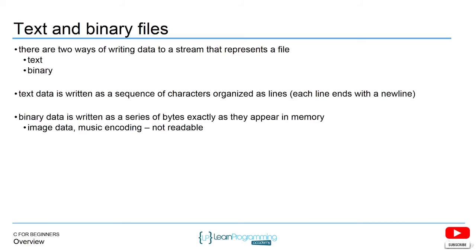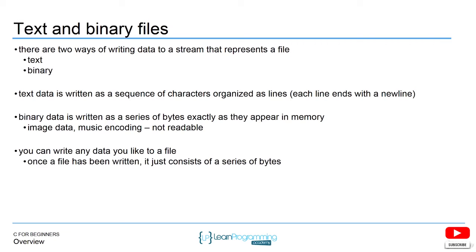Binary data is written as a series of bytes exactly as they appear in memory. So examples of files that have binary data are files like image data or music encoding. Binary files are not readable if you were to try to bring them up in a text editor because they are just bytes. We're going to concentrate on text files in this section, but you can write any data you like to a file. You can write it as a series of bytes and how they appear in memory, or you can write it as text.